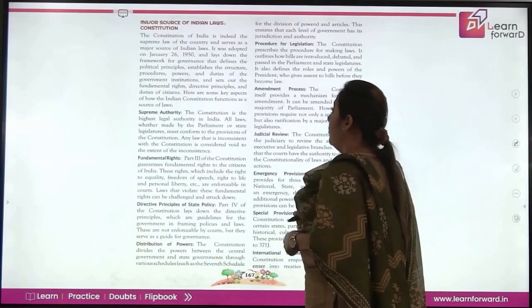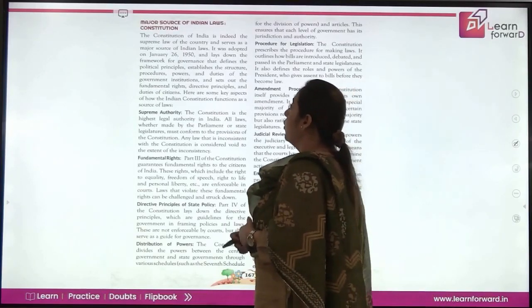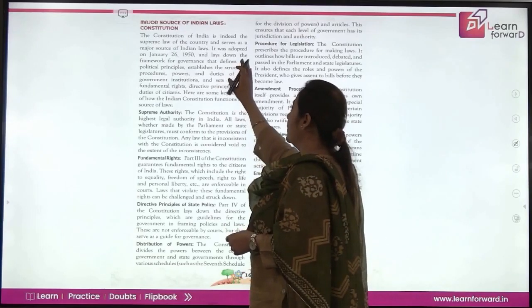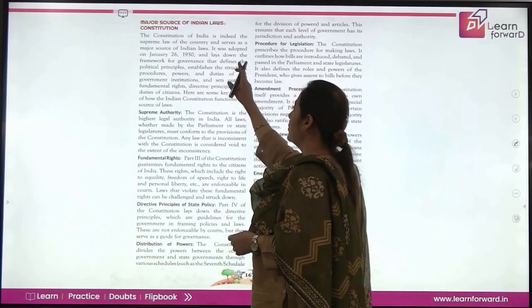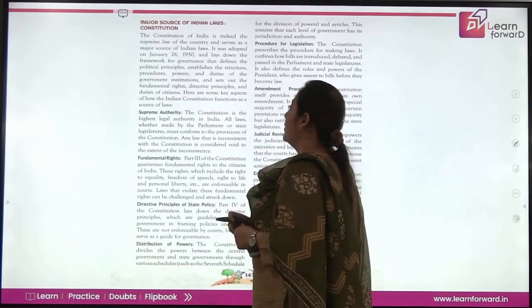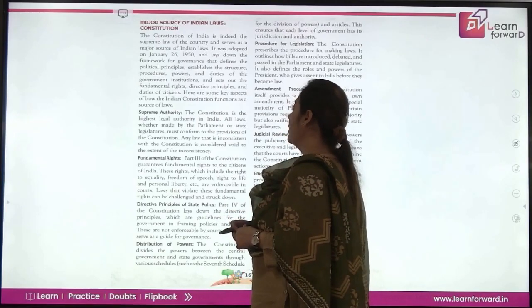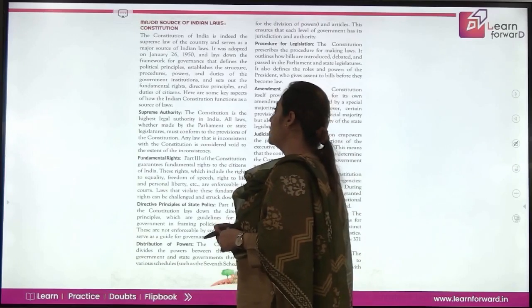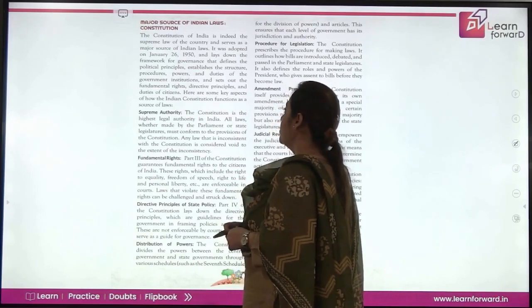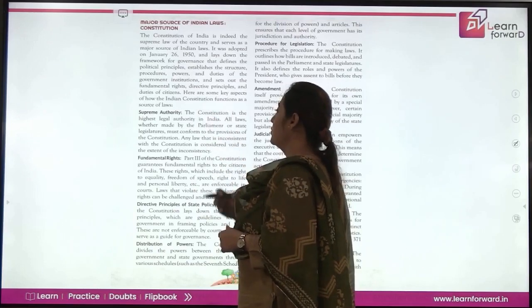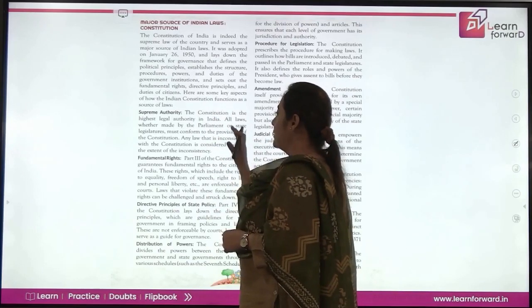Right? A major source क्या है इंडियन लॉ का या कॉन्स्टिट्यूशन का? Constitution of India is indeed the supreme law of the country and serves as a major source of Indian laws. It was adopted on 26 January 1950 and lays down the framework for governance that defines the political principle, establishes the structure, procedures, powers and duties of the government institution and sets out fundamental rights, directive principle and duties of citizens. कुछ key aspects हैं, let's understand that.